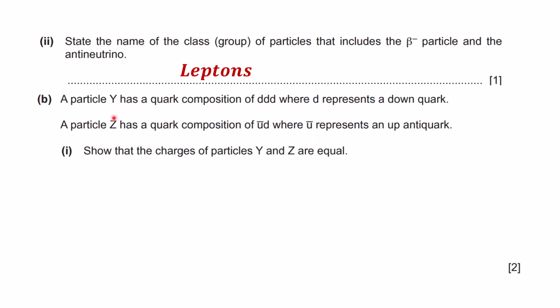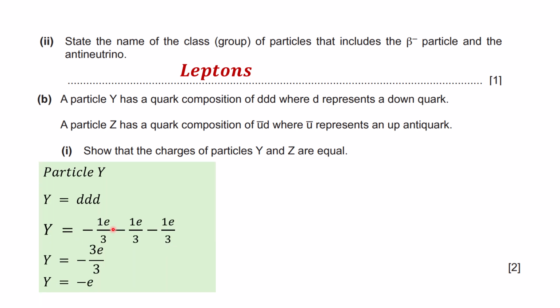A particle Y has a quark composition of D, D, D, down, down, down, where D represents a down quark. A particle Z has a quark composition of an anti-up and a down quark, where U with a line over it represents an up antiquark. Show that the charges of particles Y and Z are equal.